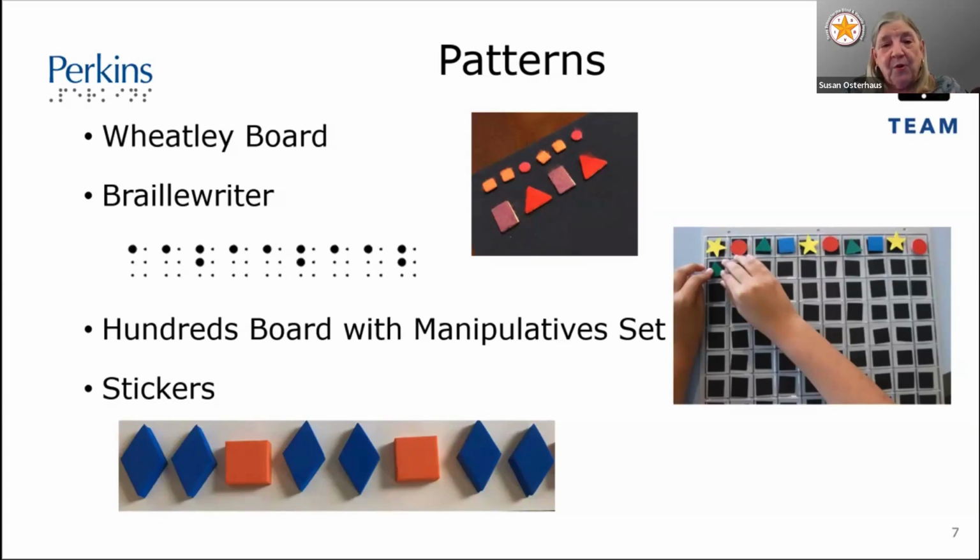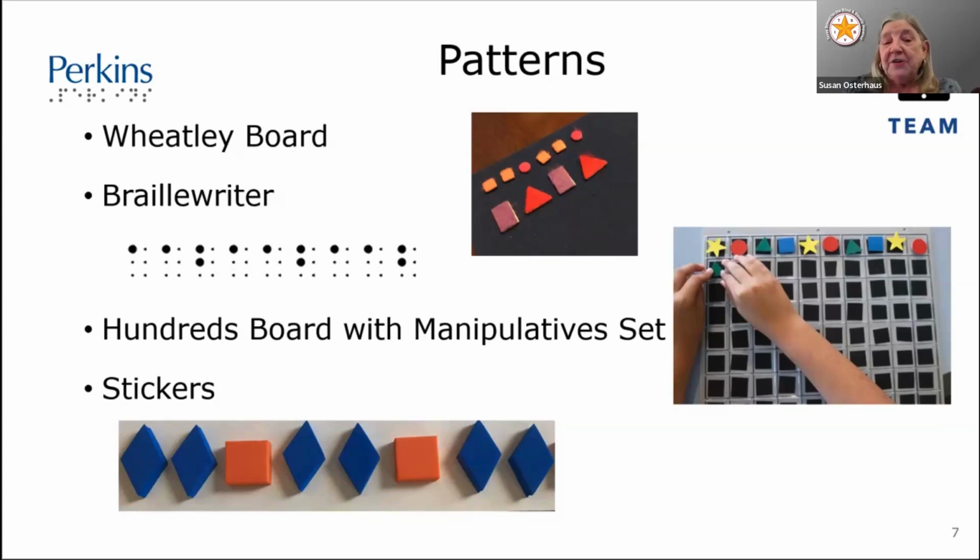Well, with the Wheatley board, which is a picture here of using the Wheatley board, it's on a Velcro storyboard, some people call it. And we have square, triangle, square, triangle, or maybe that's a rectangle. But anyway, we have that pattern. That can be created on a Wheatley board. It can be created on a Braille writer. And here we have AAB, AAB, AAB. So again, that pattern, this is the beginning of algebra.